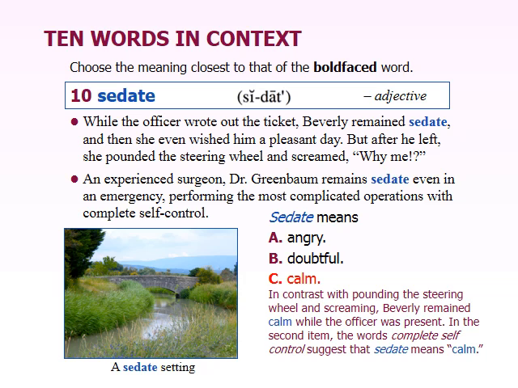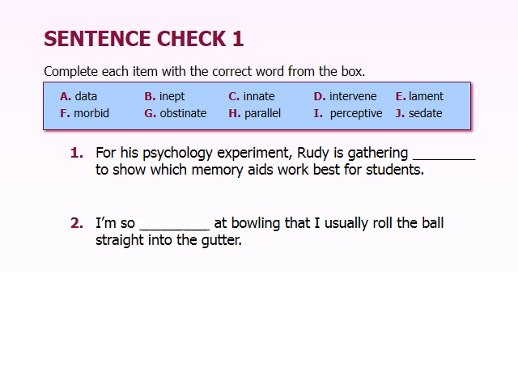In the picture, it has a picture of a sedate setting, so this is sort of a calm, peaceful setting. Okay, so let's take a look here because we have some time at the sentence check over on page 108. So number one, for his psychology experiment, Rudy is gathering blank to show which memory aids work best for students. So here he's doing an experiment.